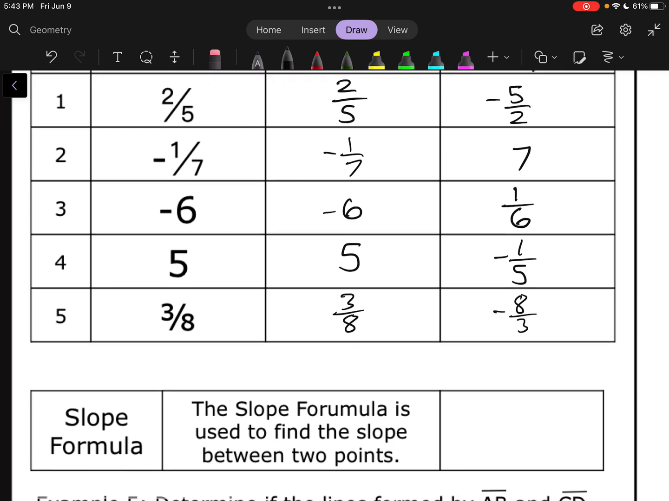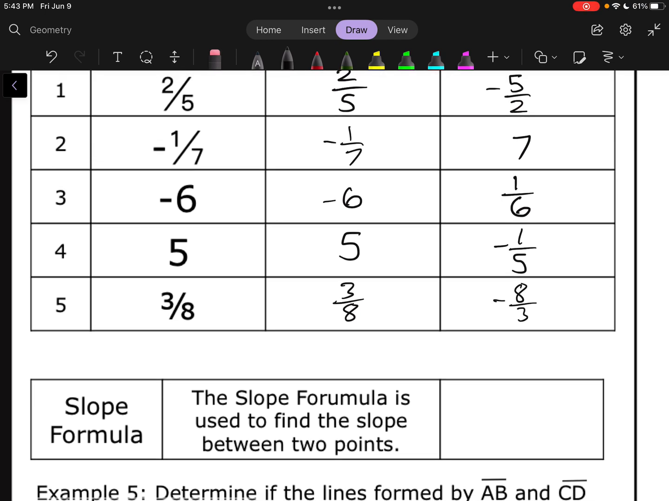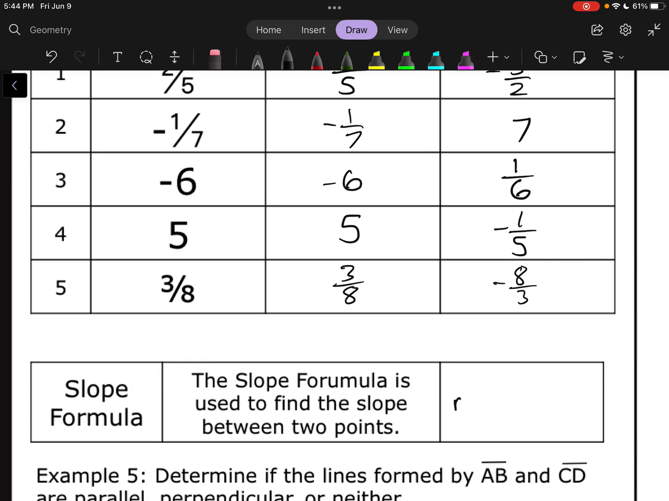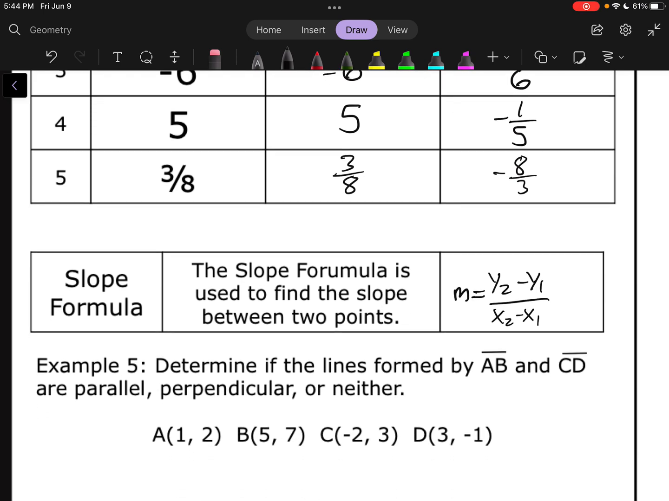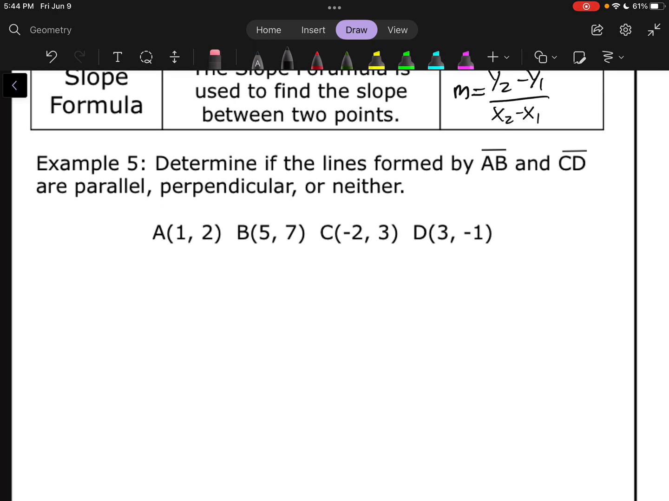All right. So recap on slope formula. The slope formula is used to find the slope between 2 points, and the slope formula looks like this: y2 minus y1 over x2 minus x1. Change in y over change in x. So let's give that a shot here, because example 5 wants us to determine if the lines formed by AB and CD are parallel, perpendicular, or neither.